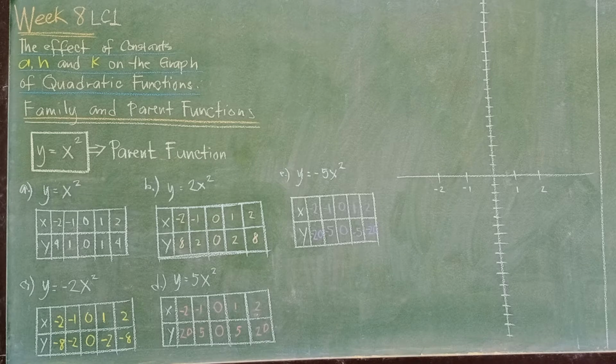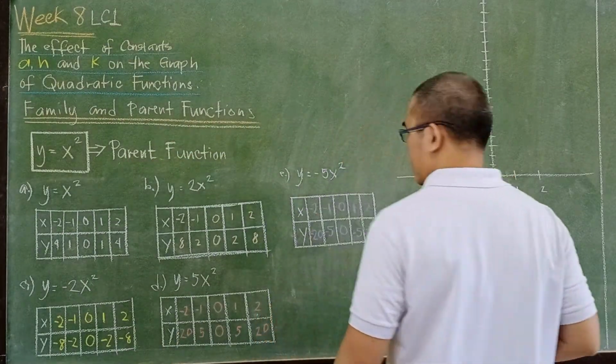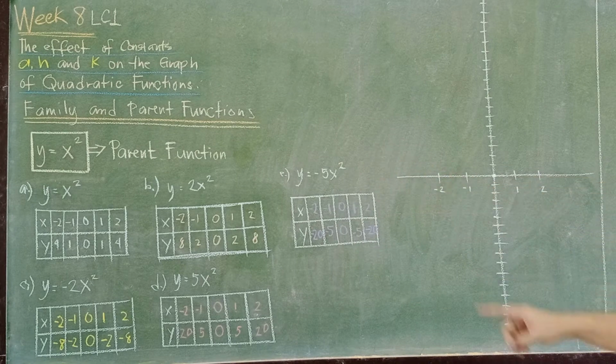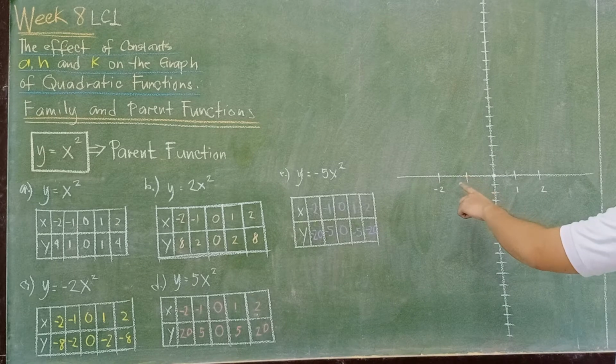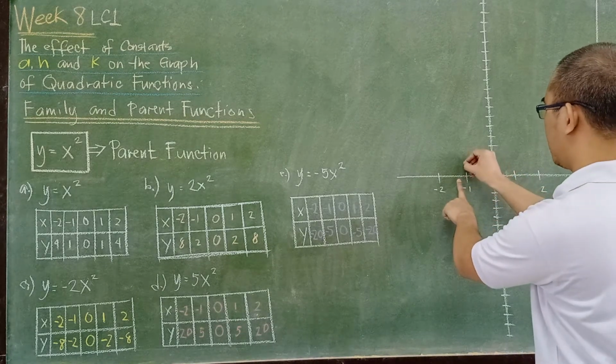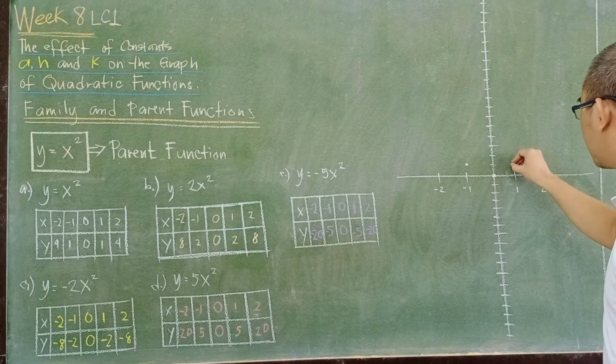So, for letter a, which is yung parent function, nakita na natin yung graph niyan sa previous video. So, pag ginraph natin yan, you have negative 2, 4. O, dito muna tayo sa origin, 0, 0. Tapos, negative 2, 4. Or, negative 1, 1 muna. Negative 1 tapos 1. And then, 1, 1. So, ito yung 1, 1.